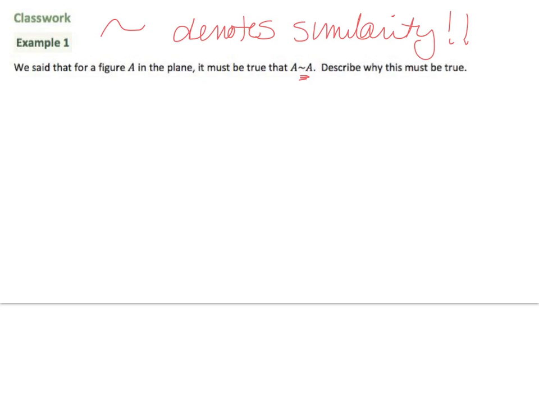Let's just say that this symbol right here, that little squiggly, denotes similarity, where this denotes equality, this denotes congruence. That squiggly right there denotes similarity. So when I say A similar to A, that's what I meant.